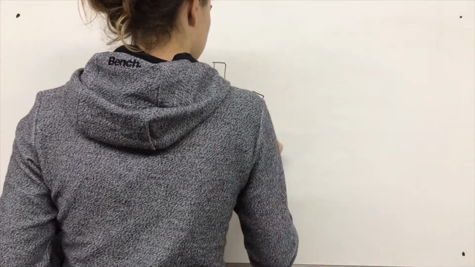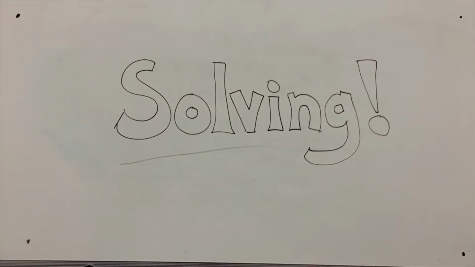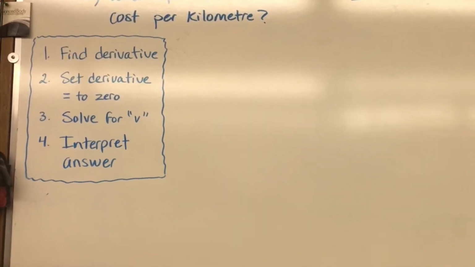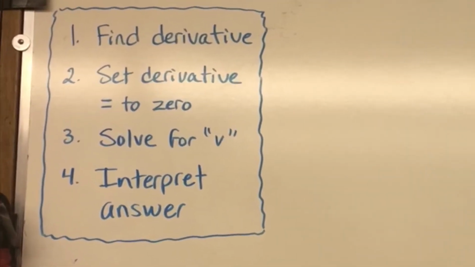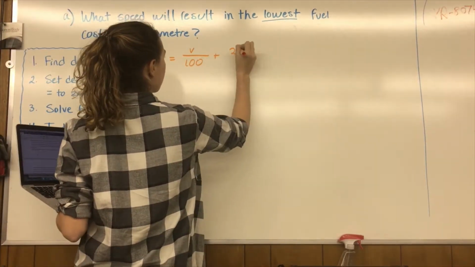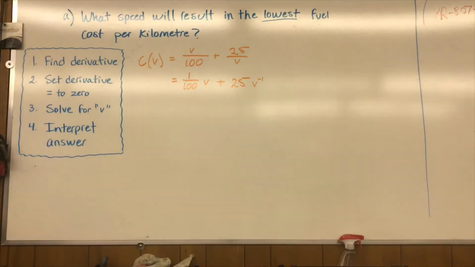So now that we've reread the question, it's time to start solving. Our first focus will be Part A, and these are the steps we are going to follow. Here I have written out the original equation and have put it in a simpler form to differentiate, simply by rewriting each term with a coefficient in front of it.